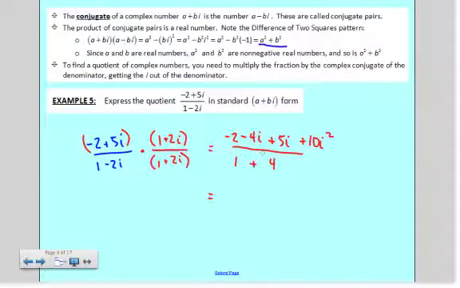What can we do now? We're going to go ahead and get all of the common terms together, and I'm going to simplify the denominator. And because we know now what i squared is, we can do several things. So the denominator's the easy thing.